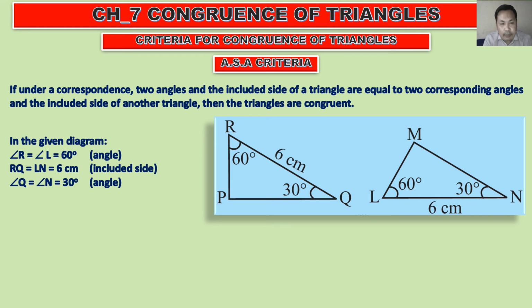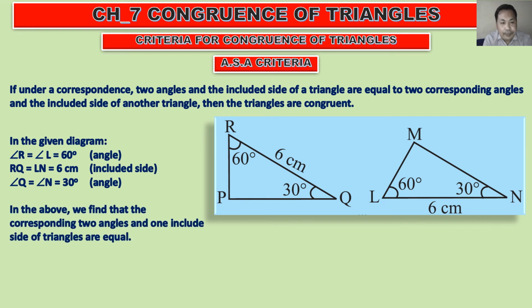So here we found that two angles of a triangle are equal to two angles of the other triangle, and their included sides are also equal. So these two triangles are said to be congruent under the criteria called ASA criteria. In the above we find that the corresponding two angles and one included side of the triangles are equal. Therefore, triangle PQR is congruent to triangle MNL by ASA.